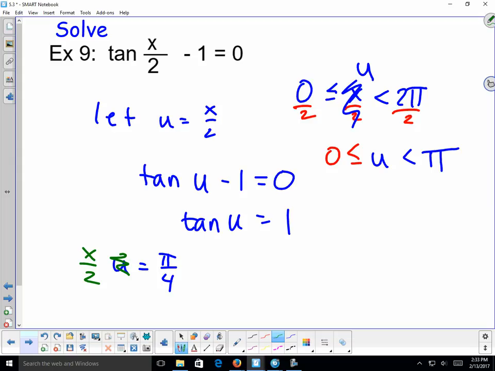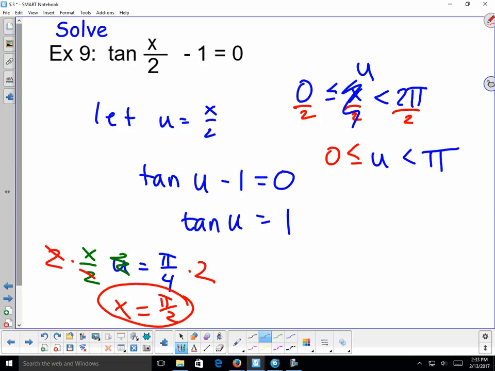And then what am I going to have to do to solve for x? Multiply by 2. So if I multiply both sides by 2, I end up getting x equaling pi over 2. And that should be our only answer for this problem between 0 and 2 pi. You could plug in pi over 2. Pi over 2 divided by 2 is pi over 4. Tangent of pi over 4 is 1. 1 minus 1 is 0. It works.